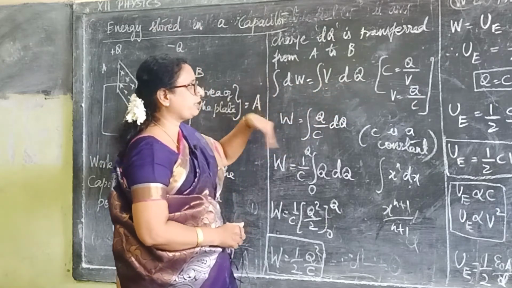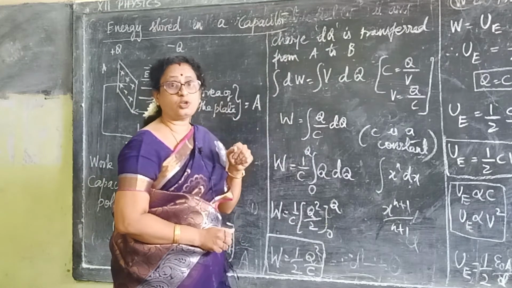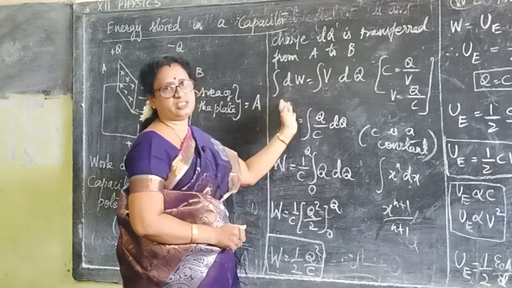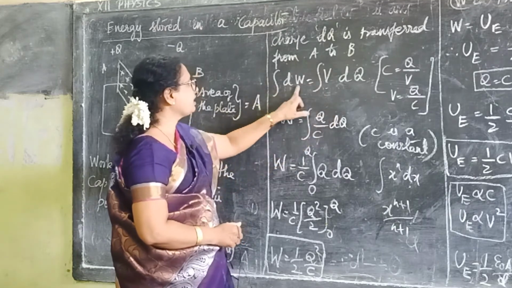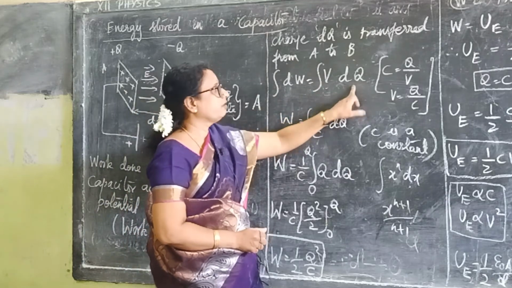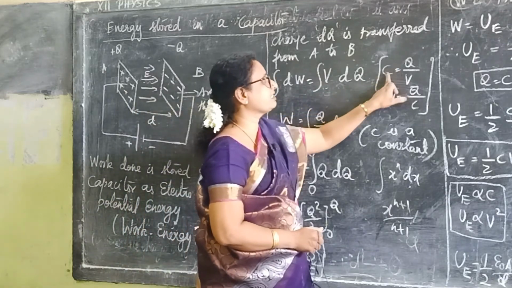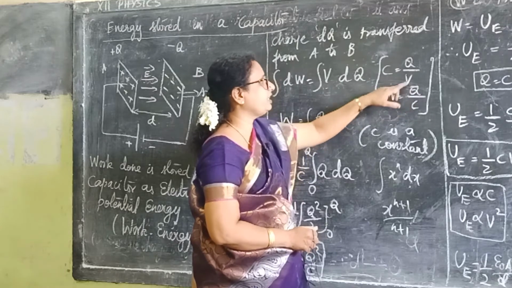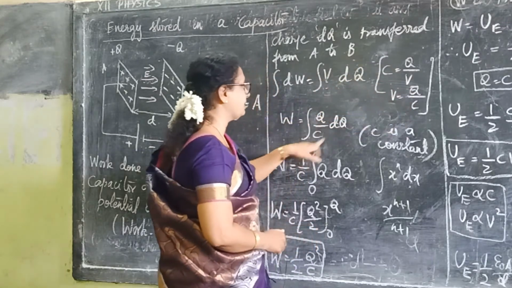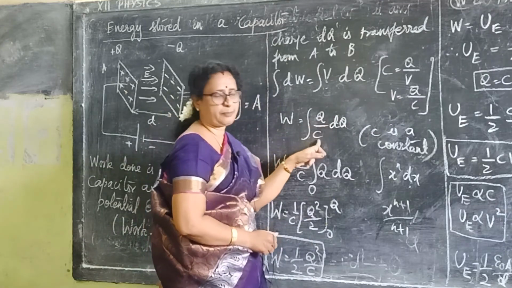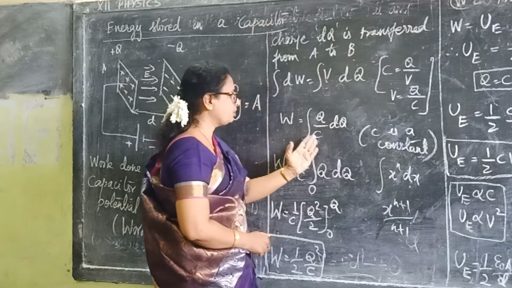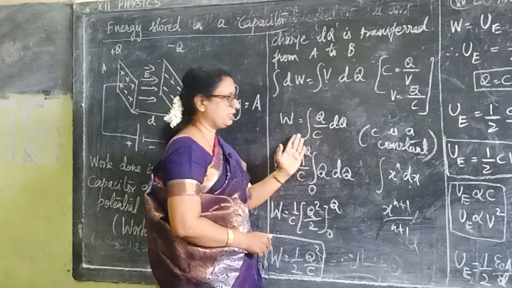In order to find the total work done in transferring the total charge q from A to B, we have to integrate this equation on both sides. So integral dW is W. Here, integral VdQ. We know the formula for C as C is equal to Q by V, so V is equal to Q by C. Substitute for this V as Q by C. Here C, the capacitance of the capacitor, is a constant for a particular capacitor. So this constant you can take outside the integral sign.